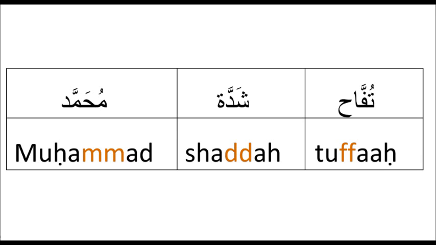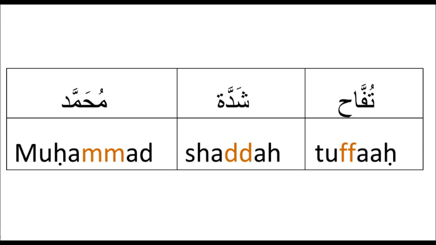First word, tuffah. Tuffah. Do you hear it? It's like tuff and then saying fah. So it's tuffah. Okay, next word, shadda. Shadda. Again, here we have like a double D. It's shad and da. Shadda. Then we have the word Muhammad. Muhammad. It's like Muham and then Mad. Muhammad.